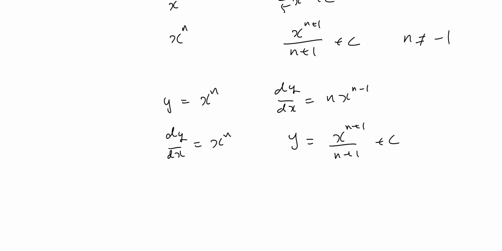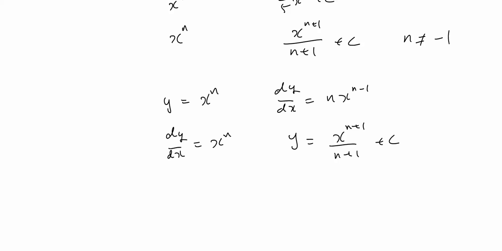This is the reverse process of differentiation. If y equals x to the power of n, we know that dy by dx is n x to the power of n minus 1. Well, the reverse of that: if dy by dx is x to the n, instead of subtracting 1 from the index, we add it, and instead of multiplying by n, we divide by n plus 1. It's reversed, and we add the arbitrary constant c.